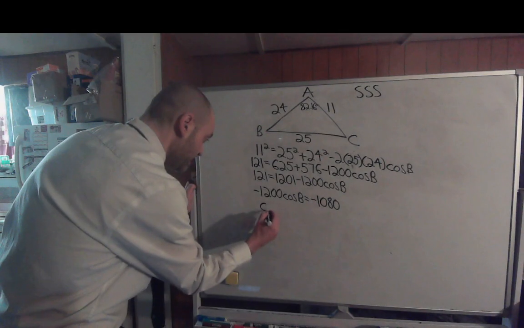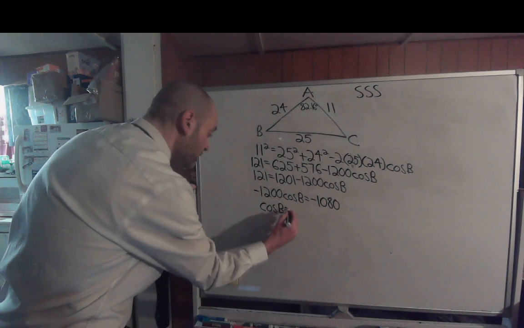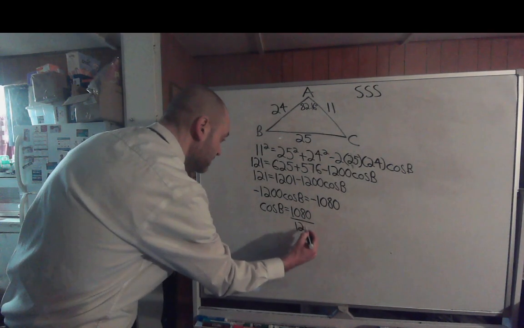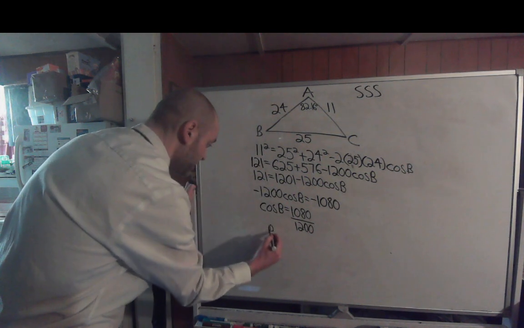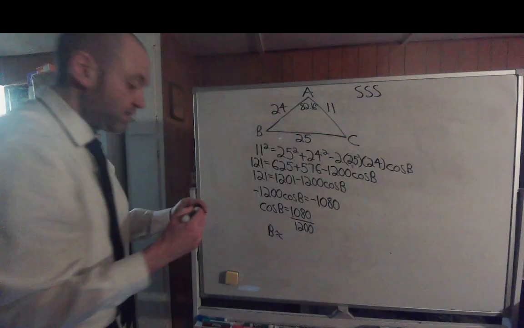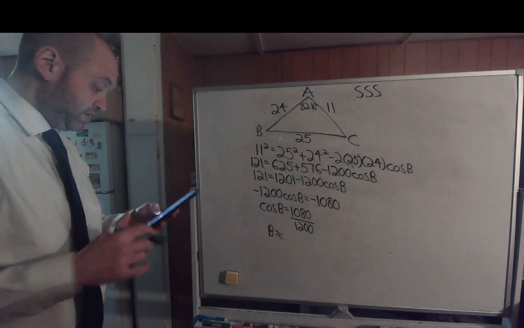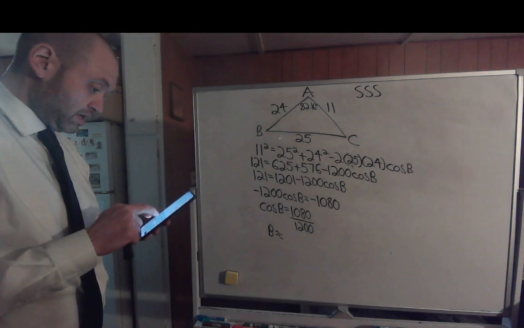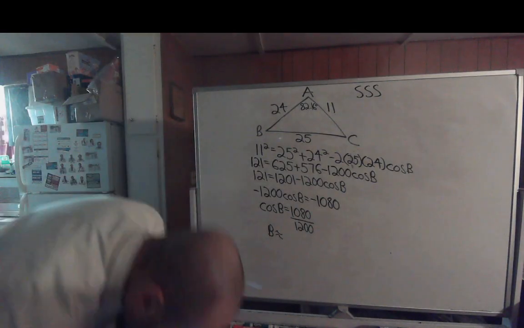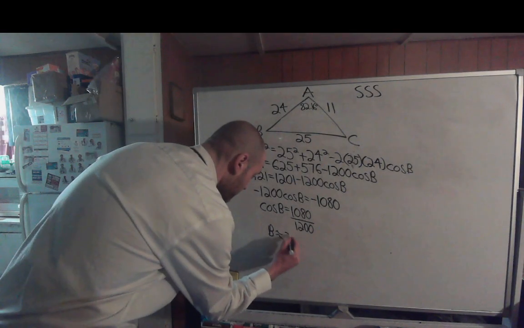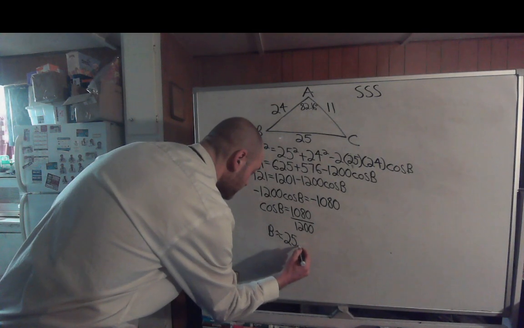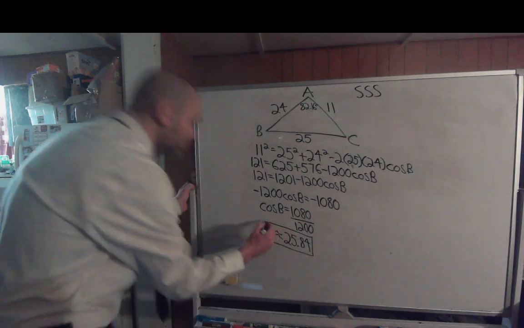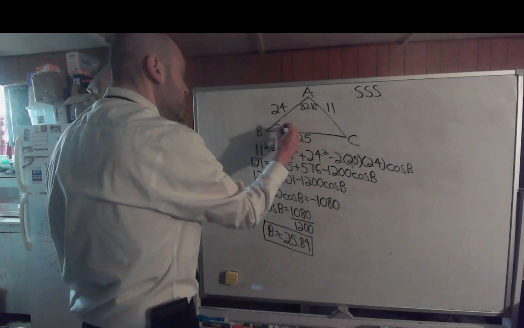So the cosine of B would equal 1080 over 1200. Which, of course, B is just the inverse cosine of all that. We can get another decimal approximation. You would get about 25.84. So B is approximately equal to 25.84.